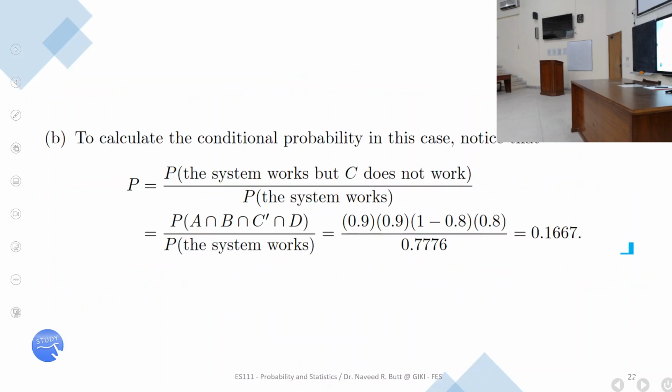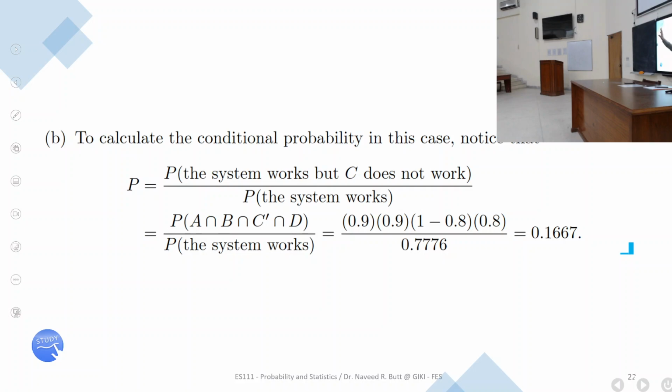Right. So this is the conditional probability in this case. Basically it is the probability that the system works but C does not work, divided by the probability that the system works. So C does not work, meaning C complement, given the system works. So as I said, C will be complemented.